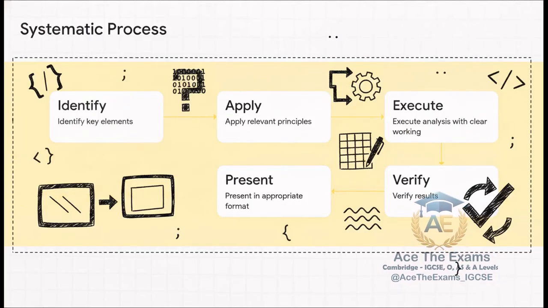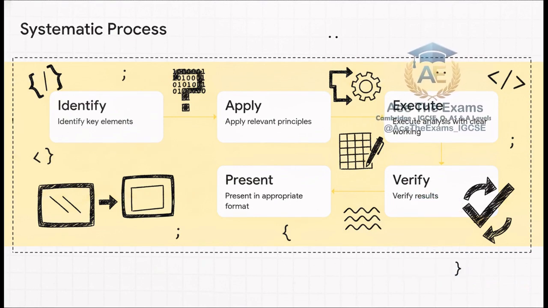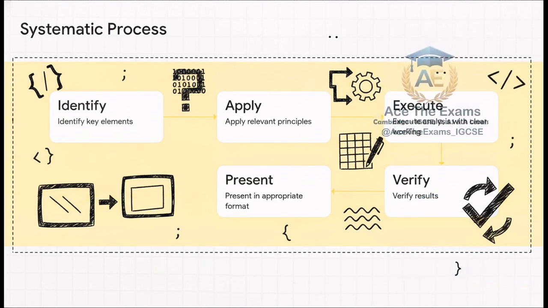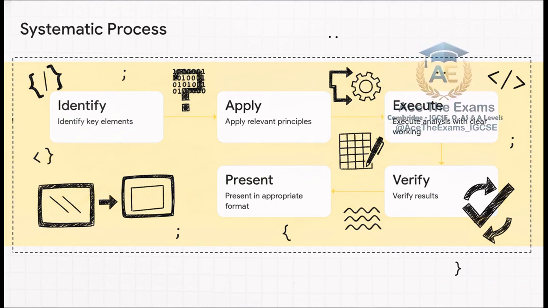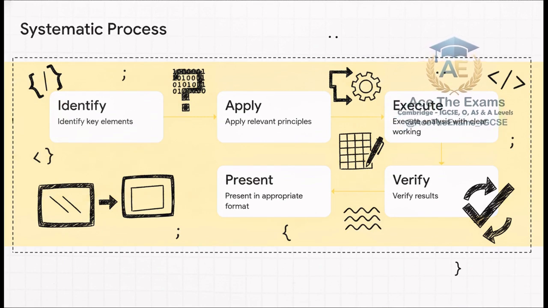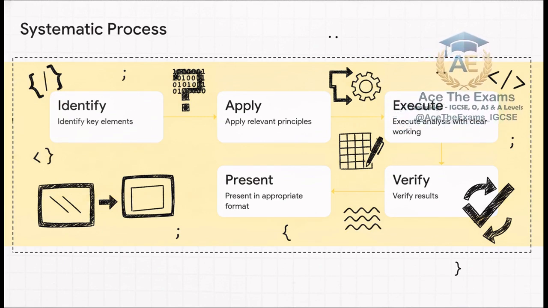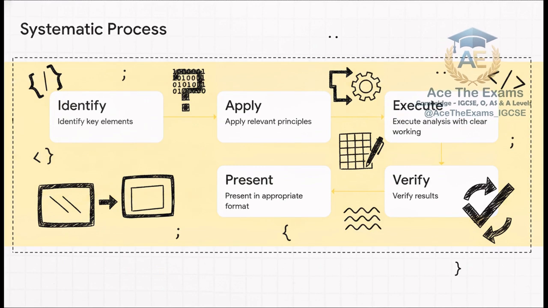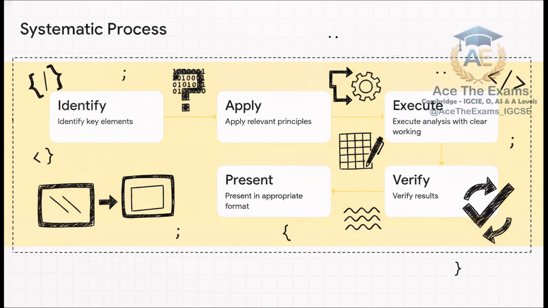This slide brilliantly illustrates the 5-step sequence that ensures that zero margin for error we talked about. Think of this as your computer science success blueprint. Step 1, identify key elements. Look at the raw pseudocode. Where are the variables initialized? Where exactly does the for next loop start and end? Where is the if, else, endif condition?